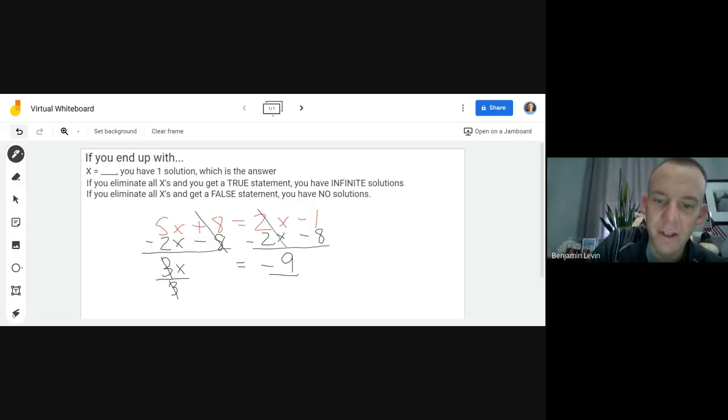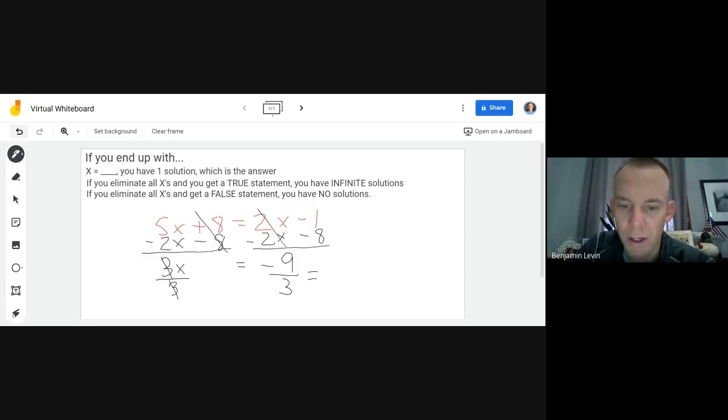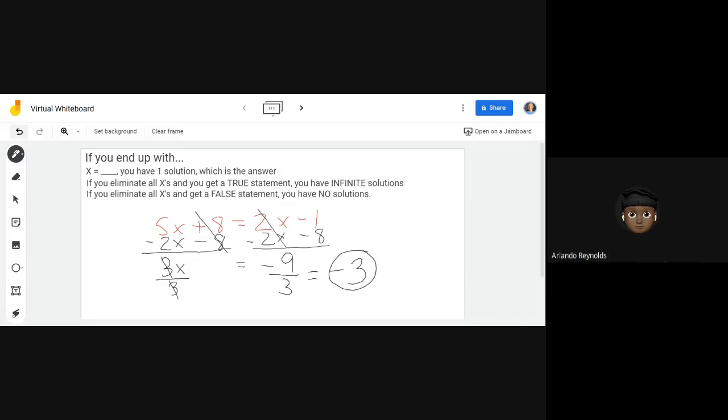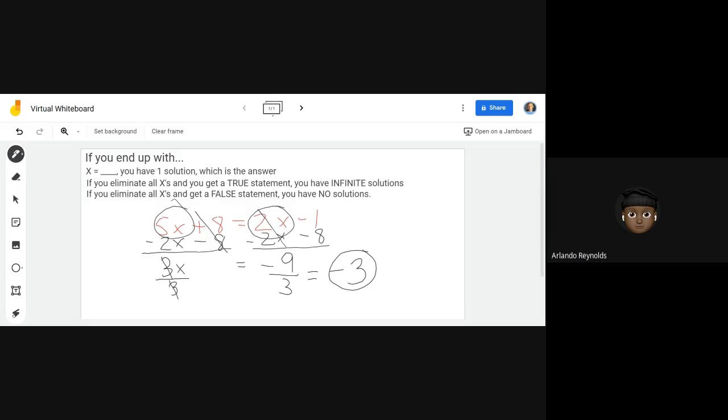So then we have negative 9 divided by 3. Well, what's 9 divided by 3? 3. Correct. And we have a negative sign, so we have to put in negative 3. So there you go. This one, we started out with a different number of x's, and we end up with a different number.